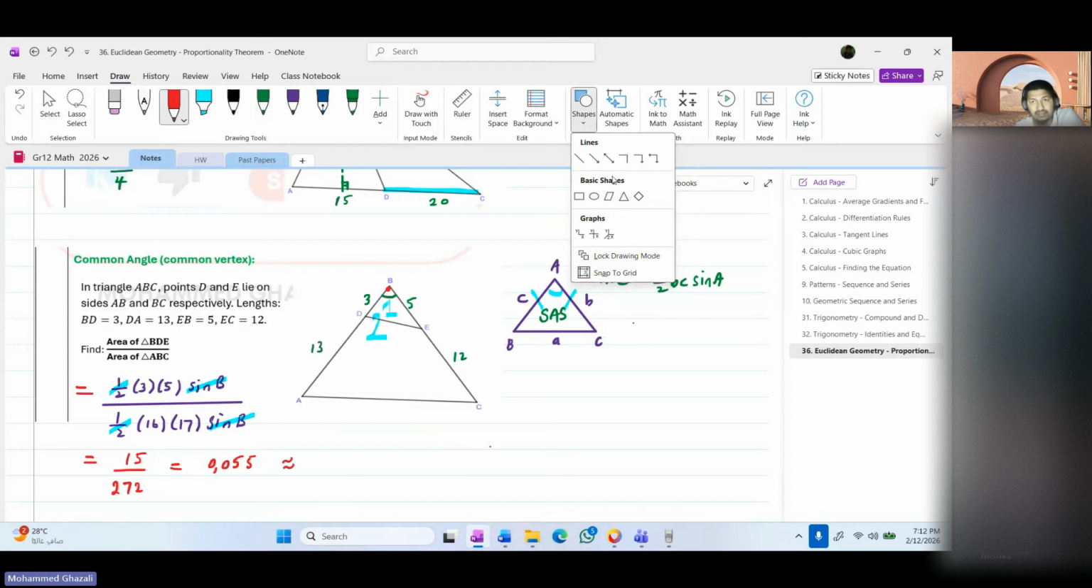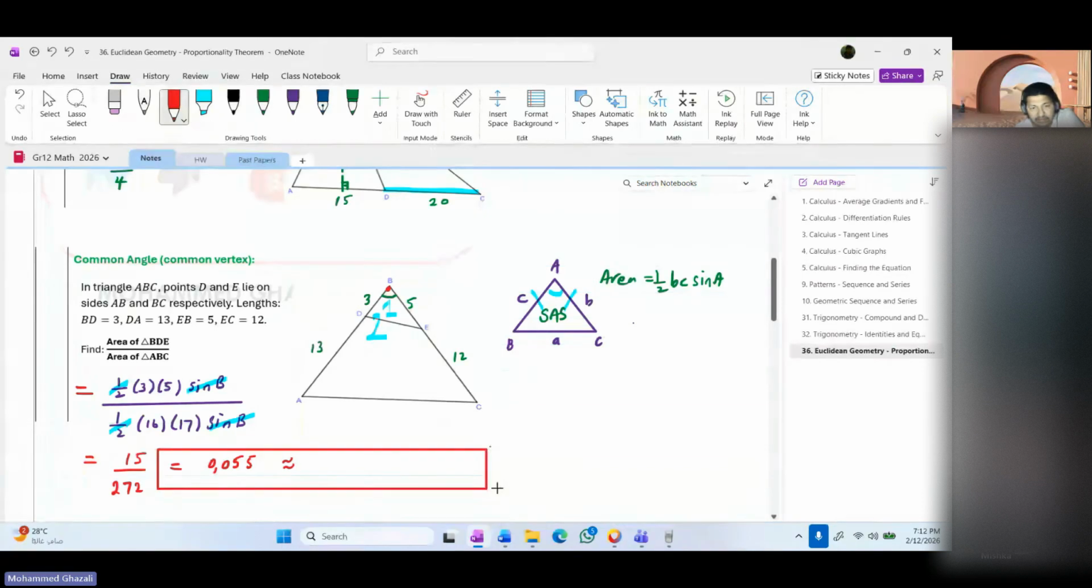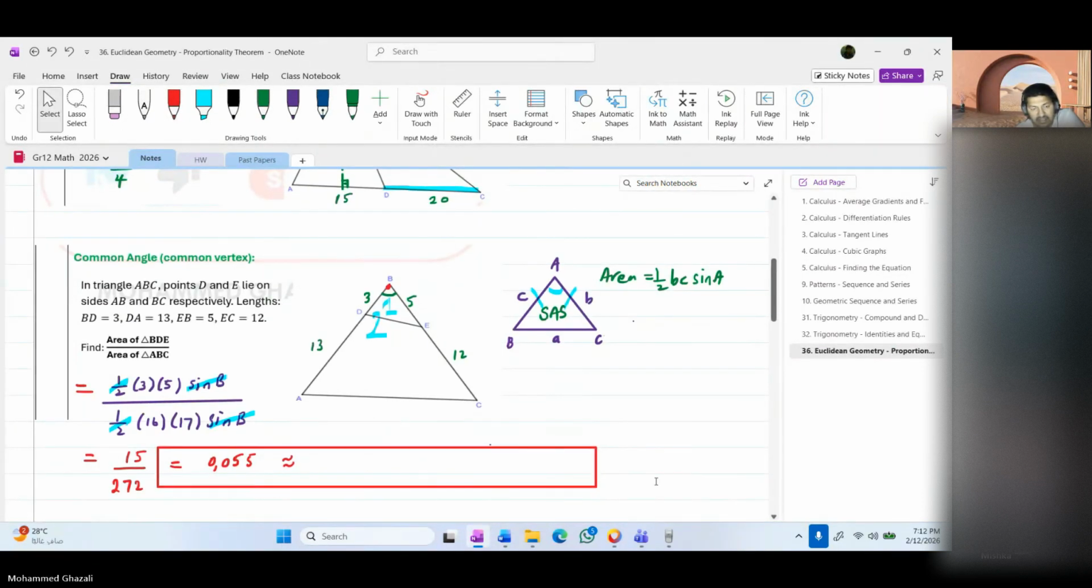I'm going to explain to you what this ratio means. This ratio means that the small triangle covers approximately 5.5% area of the big triangle, because we're taking a ratio of areas, okay? Think about tiles now. How many percent of the area are you covering of the big one? 5.5%. So you don't need to write all that out. They don't even ask you for an explanation. They just ask you to find the ratio of areas, right?